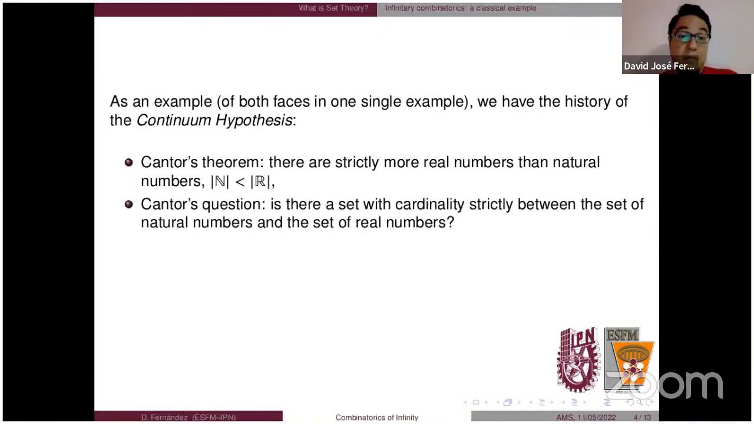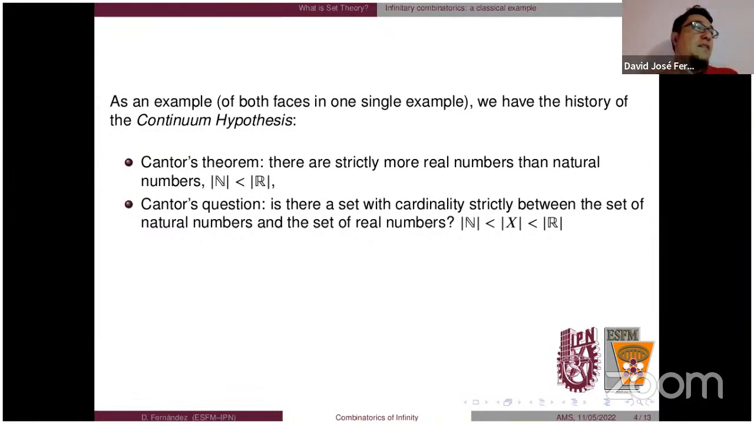And so this prompted Cantor to ask a question that would be extremely important in the story of the subject. Since the real numbers are strictly larger than the natural numbers, it became a very natural question. And it's not only that, also many objects that you naturally define in analysis turn out to have one of these two cardinalities, to be either equipotent to the set of natural numbers or to the set of real numbers. For example, the set of continuous functions has the same cardinality as the set of real numbers. On the other hand, the set of rational numbers has the same cardinality as the set of natural numbers.